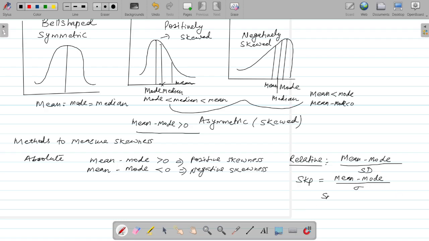And the value of this SKP lies between -1 and 1. The closer it is to 0, the more symmetric it is. And if it is close to -1 or 1, then it is asymmetric. If it has a negative value, then it is negatively skewed. If it has a positive value, then it is positively skewed. Right? So one way to measure skewness is by finding the mean and mode.